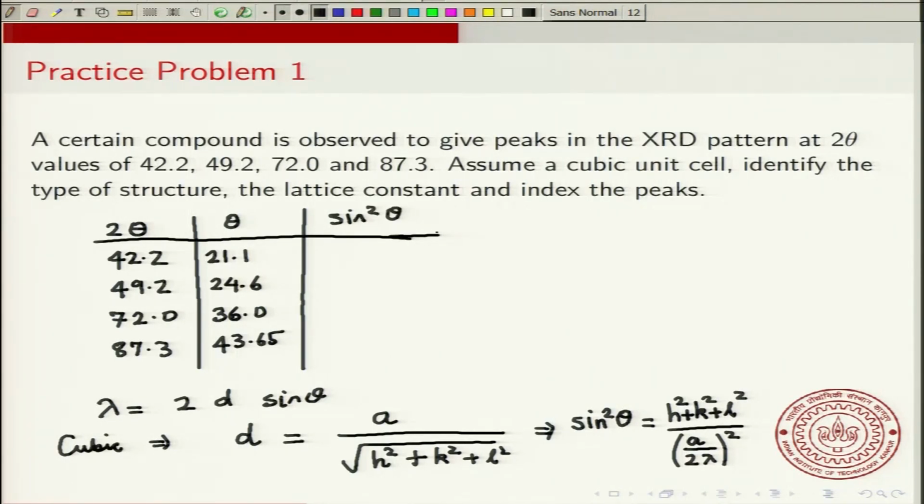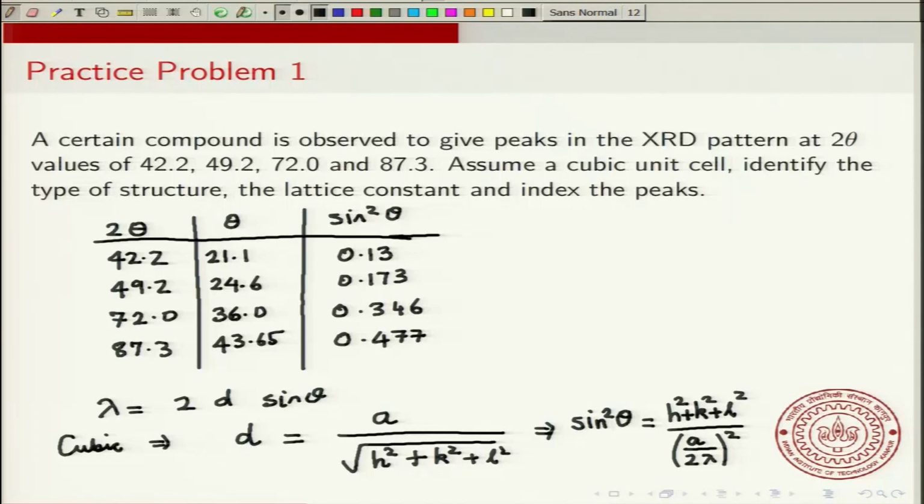Now, if I calculate sin square theta, for 21.1 degrees, if you calculate sin theta and then square it, you will get a value of 0.13. For 24.6, if you do the same, you will get 0.173. For 36.0, if you do the same, you will get 0.346, and for this, if you do the same, you will get 0.477.